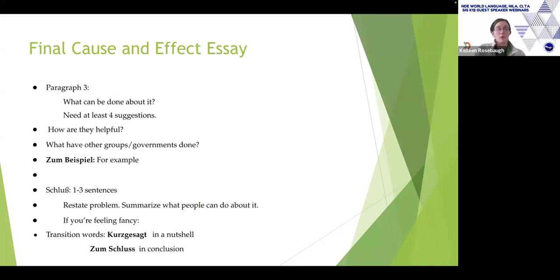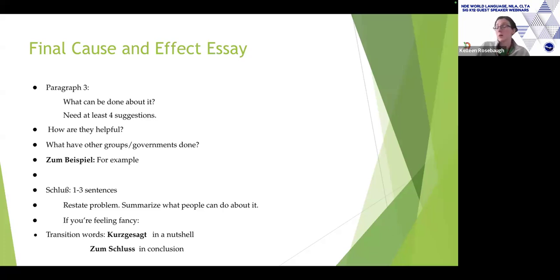Their final paragraph, what can be done about this? So we've talked about where it came from, what's happening. Can we do something about it? They do have to come up with at least 4 suggestions for either individuals or for larger groups to do, and what those can actually do to help affect things.